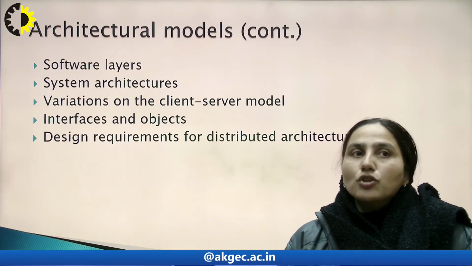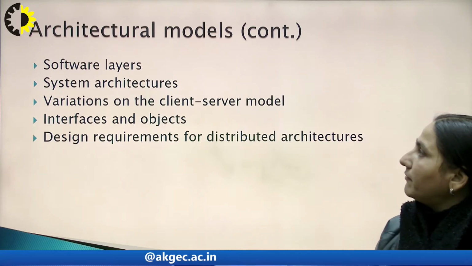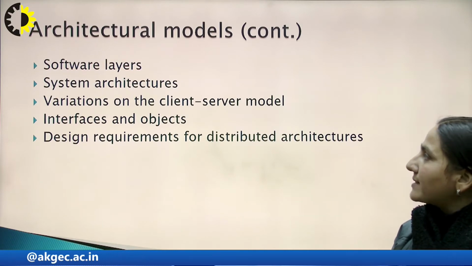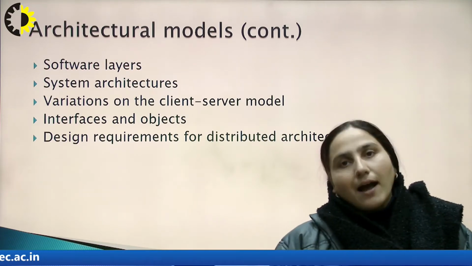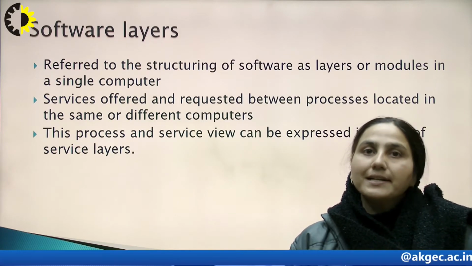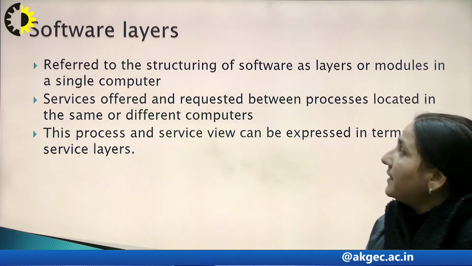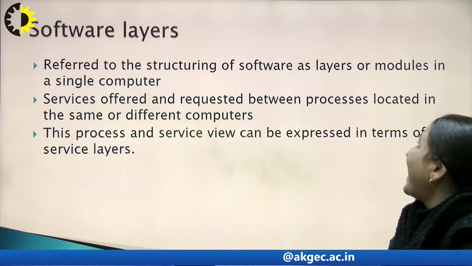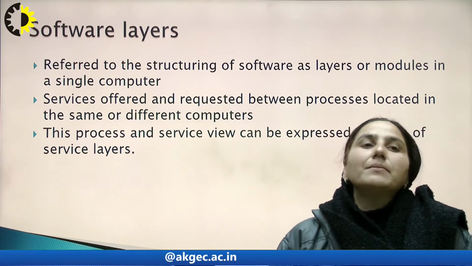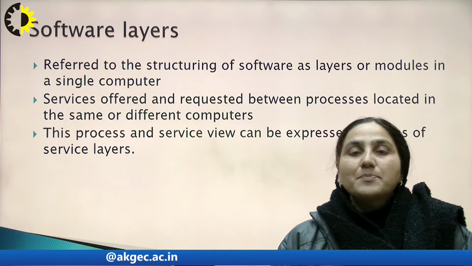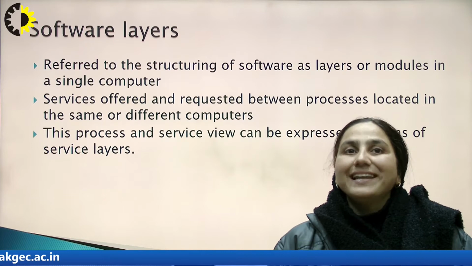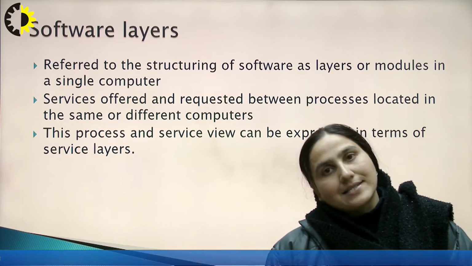Now, we will be dealing with the software layer, the system architecture, variations on the client server model, the interfaces and the objects, and design requirements for distributed architectures. So, what is the software layer? What do we understand by the software layer? It refers to the structuring of software as layers or modules in a single computer. As is clear from the word itself, it is the structuring of software as layers or modules in a single computer.